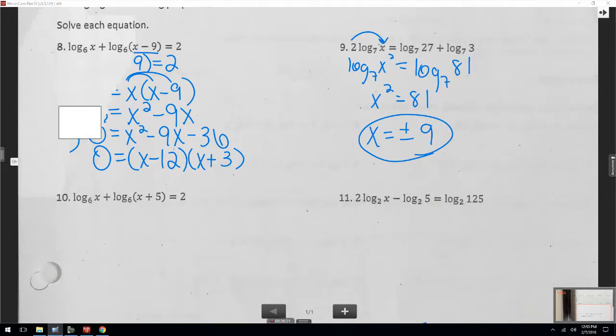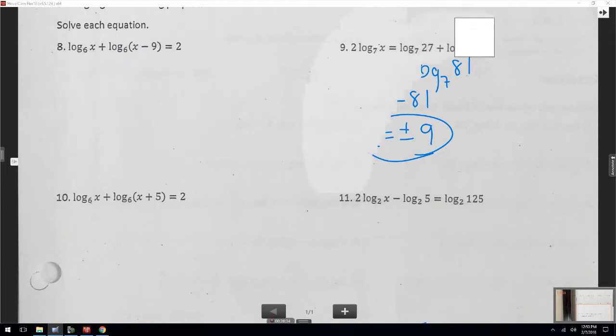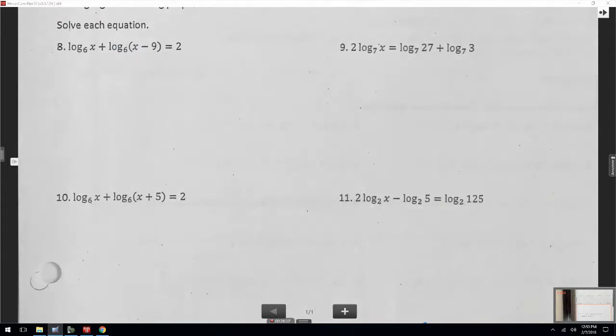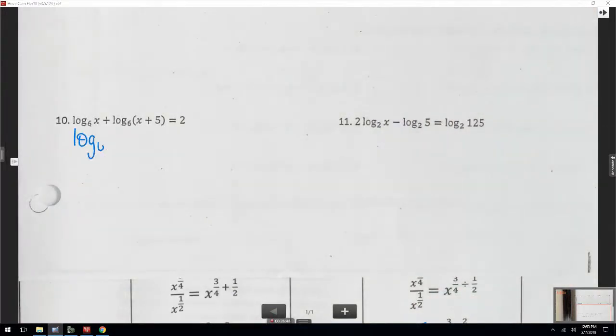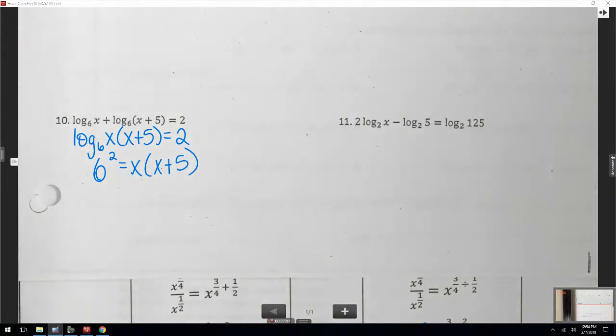Number 10. We are adding logarithms. So what would we do? Multiply their pieces. There you go. So we've got log base 6 of x times x plus 5 equals 2. And I only have one logarithm, so you've got to rewrite it. So we've got 6 to the second power equals x times x plus 5.